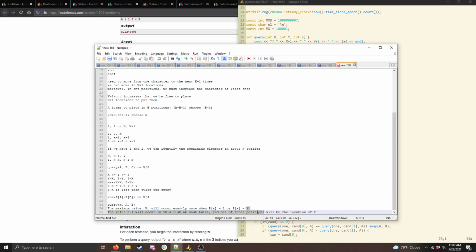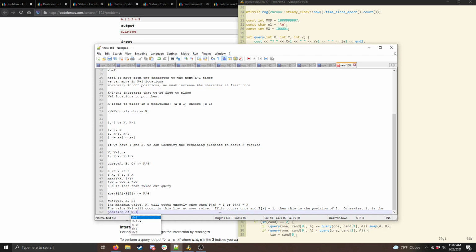Or actually here, let me rewrite this. If it occurs once and p of x equals 1, then this is the position of 2. Otherwise, it is the position of n. Or if p of x equals n, then it's the position of n minus 1. So in this case, we're done because we have 1 and 2, or n and n minus 1. Otherwise, the two positions are just 2 and n minus 1. And so then we need to figure out which one is 2 and which one is n minus 1.